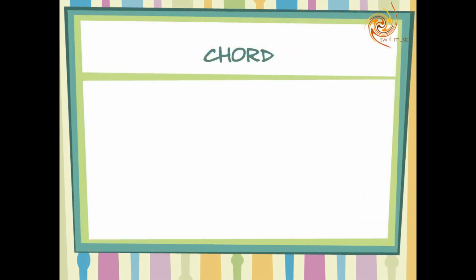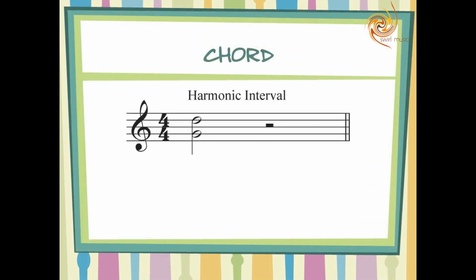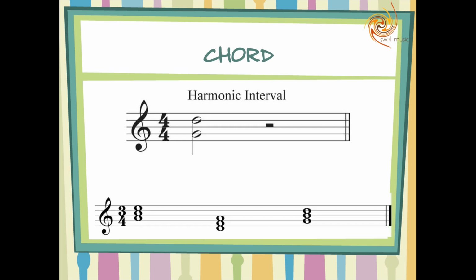Two notes played at the same time would be called a harmonic interval. When three notes are played at the same time, we call it a triad or a chord. Chords are three or more notes played at the same time. The three notes of the chord are based on the root plus a third above it and the fifth above it.